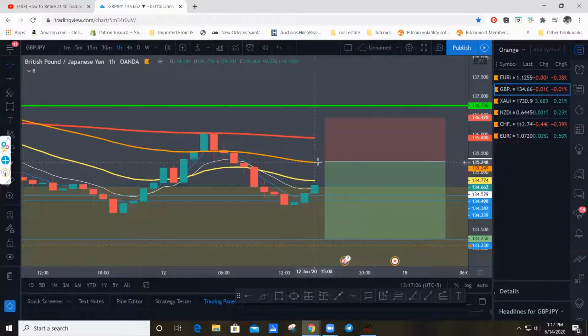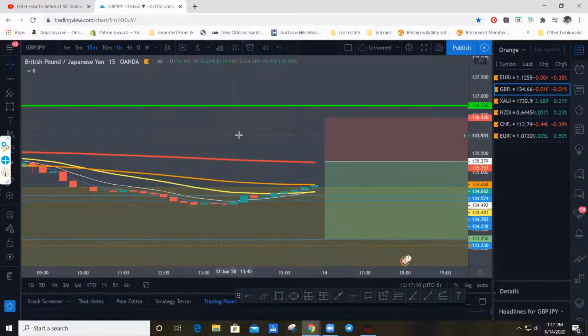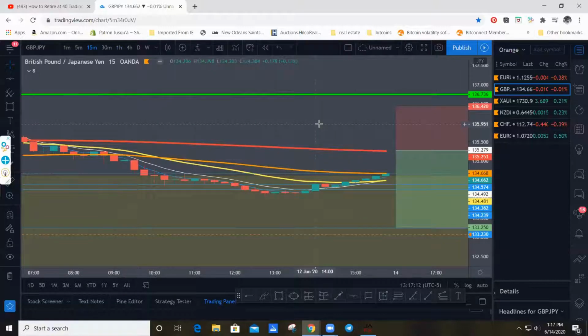If it doesn't, I'm going to look at the 15-minute. Like I say, wait to see how it reacts to that 200 on the 15-minute. If it rejects the 200 on the 15-minute, then we have to wait till it breaks the 8-day to get into the sell.